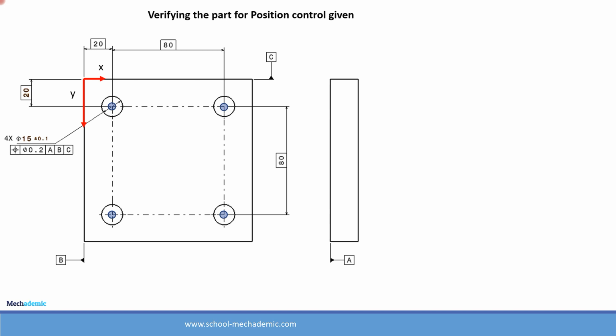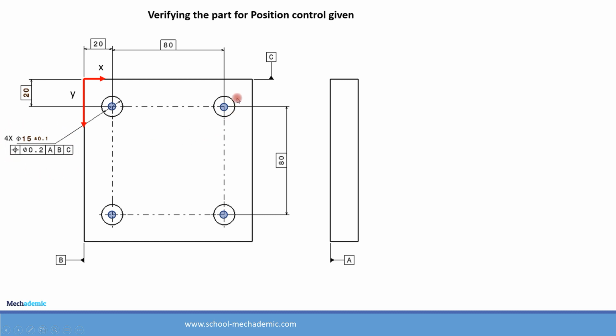How to verify a part which has been manufactured for the position control which has been applied on the GD&T drawing. So this is a GD&T drawing of a block which has 4 holes in a pattern. So how do we verify this GD&T control? This GD&T control which has been applied, how to verify it in an actual part?